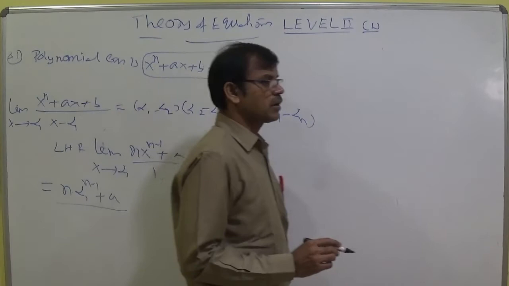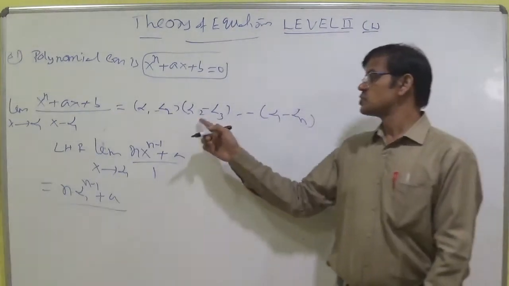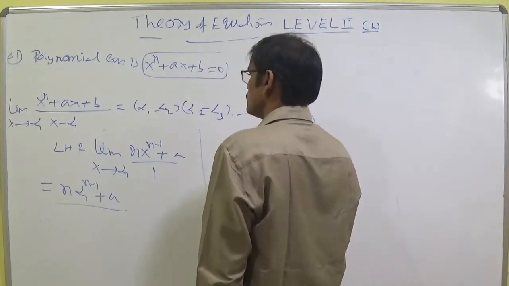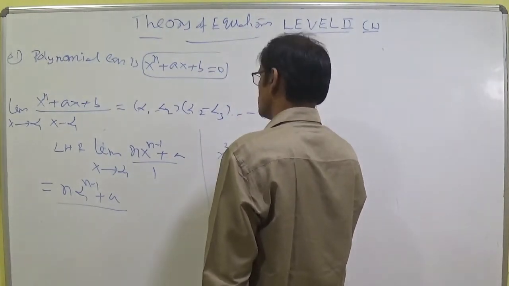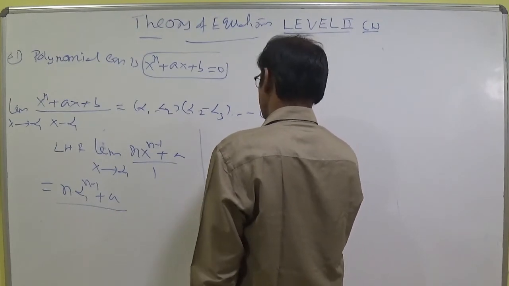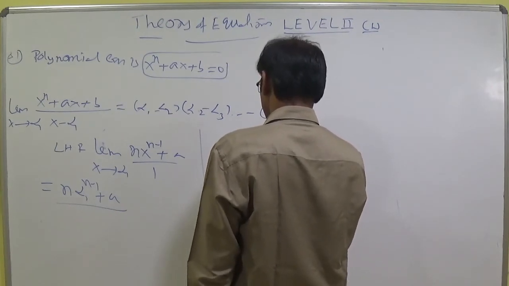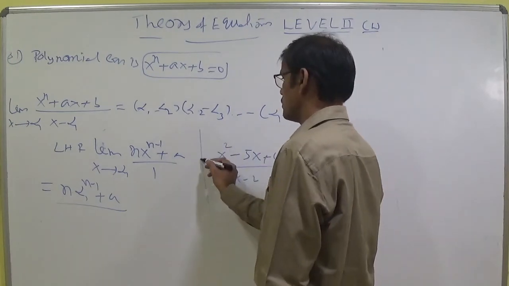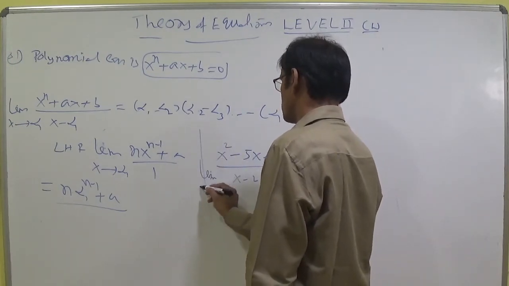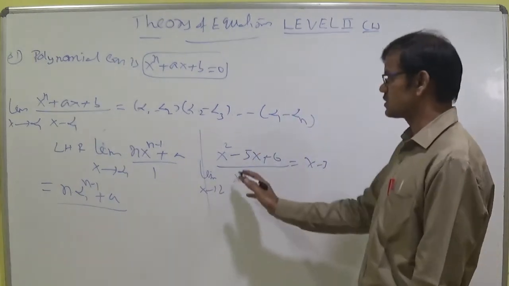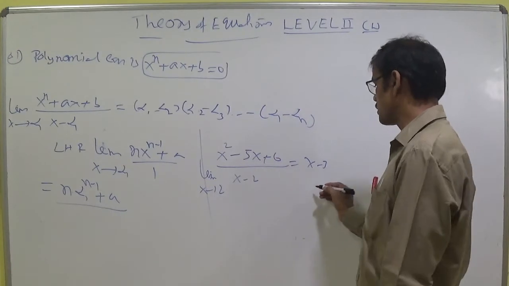So the product of these roots can be written in the x minus alpha 1 scheme. Let us consider x square minus 5x plus 6 by x minus 2. It becomes x minus 3. So I am writing here limit x tends to 2, with x minus 2. This is the equation.